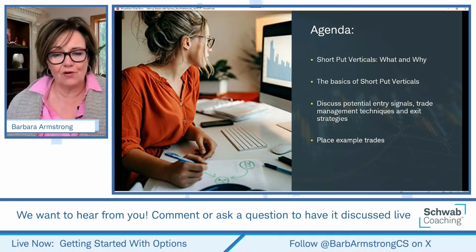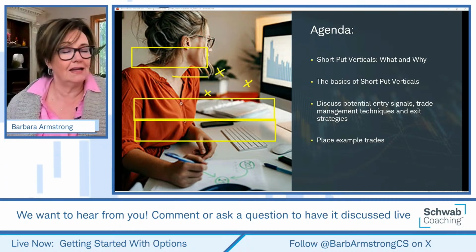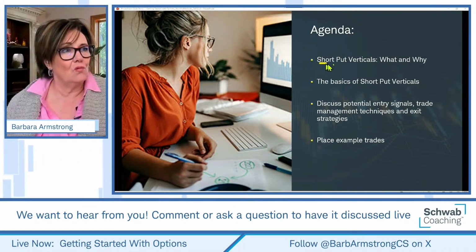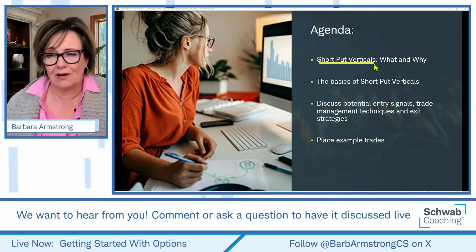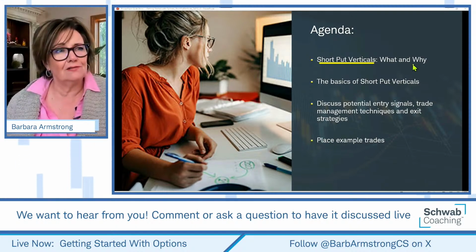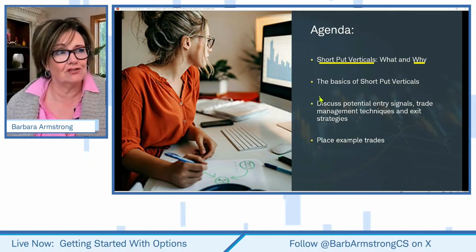So specifically for today, what we're going to look at is something called a short put vertical. And we're going to look at what this strategy is. What does it even mean? What am I getting myself into if I trade a short put vertical? And why might I consider this to be a strategy I'd be interested in?